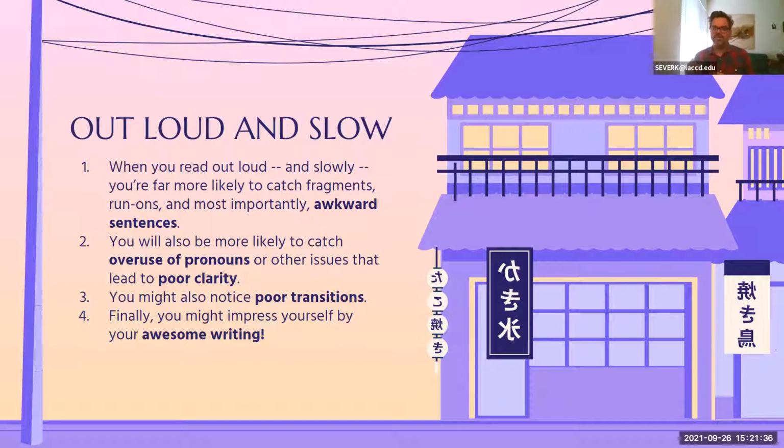And another thing you notice are transitions. You notice when your transitions are working or when they're not. Transitions are those sentences that end paragraphs and begin paragraphs. How do they connect? And then finally, of course, if you're reading out loud and you're enjoying your writing, you might have this revelation. Hey, my writing is awesome.